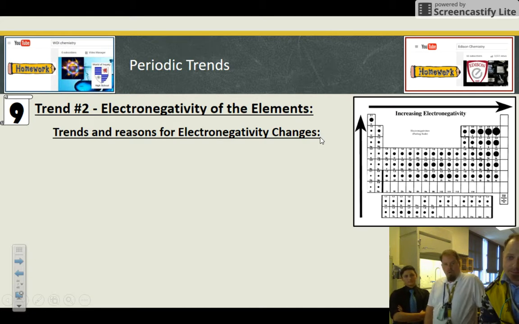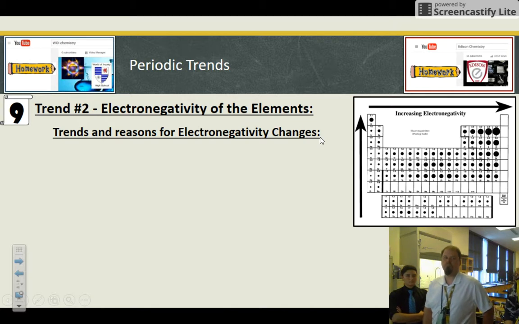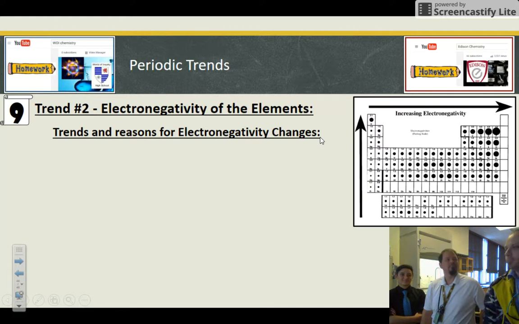Electronegativity of the elements. Can we define electronegativity one more time? This is the atom's pull for somebody else's electrons. I like those electrons you have there. May I have one, perhaps, sir? So in other words, how thirsty are you? Are you thirsty for electrons or not? Does that make sense? Exactly.